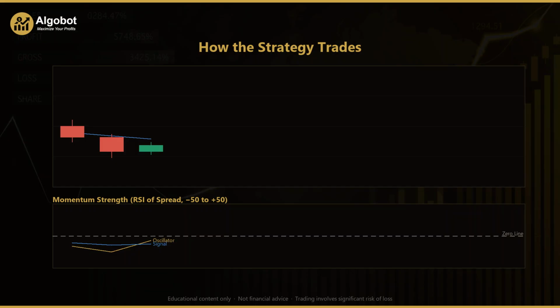Look at the first two candles. Price is sliding lower and closing near its lows. In the panel, the oscillator is well below the 0 line and heading down, which tells us the recent changes in momentum have been mostly negative. Momentum is being bled off, so the strategy simply waits. There's no reason to buy into that.